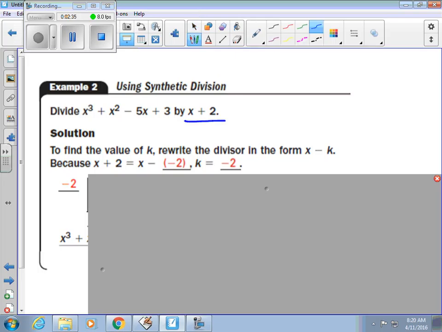Looking at that binomial x plus 2, use the opposite of whatever that is. That's the easier way to think of it, the opposite. So it says x plus 2, you're going to use negative 2. If it had said x minus 2, you use positive 2.